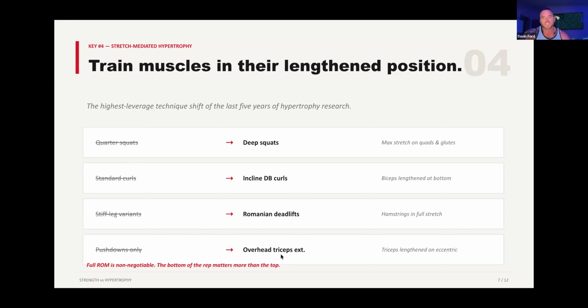Romanian deadlifts, even little things like overhead triceps extensions, are way better than something like a push down. If you're doing a regular push down, you're kind of going from here to here. If you do an overhead tricep extension, where you grab the cable from behind you and have it pulling you down, it's going to maximally stretch the tricep in the bottom position. So how you're stretching the muscle also determines how much force you can put on the muscle, which is why full range of motion should always be non-negotiable.